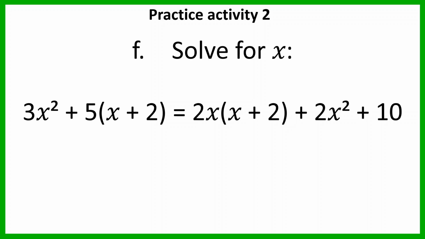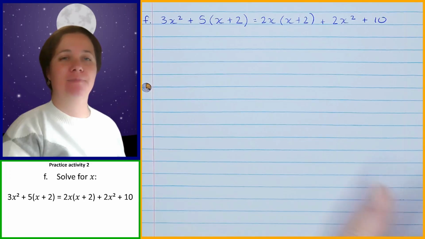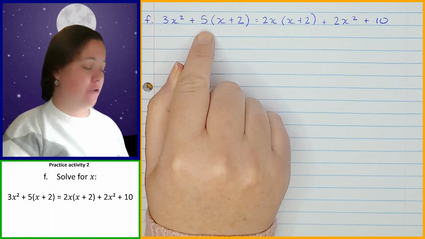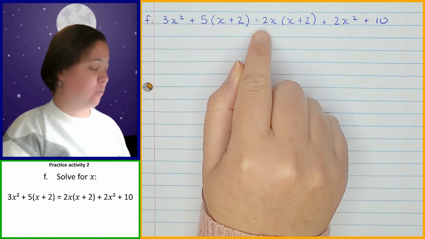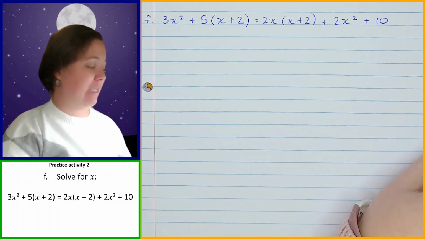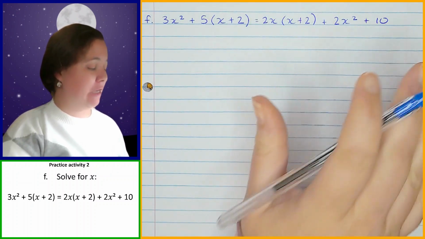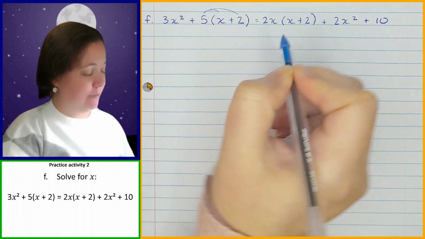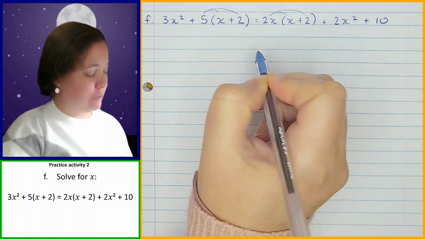Okay, so let's go through that question and see what you should have got. Right, so in this question over here, we've got 3x squared plus 5 times x plus 2 equals 2x times x plus 2 plus 2x squared plus 10. So again, the first thing we're going to do is multiply out the brackets. So I'm going to multiply the 5 into these brackets over here and the 2x into these brackets over here.